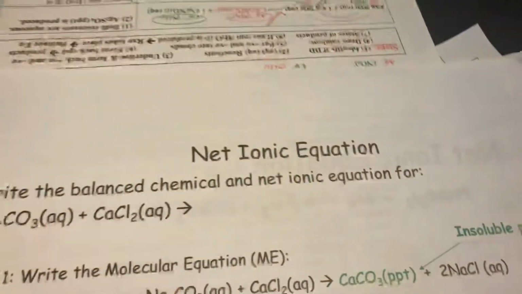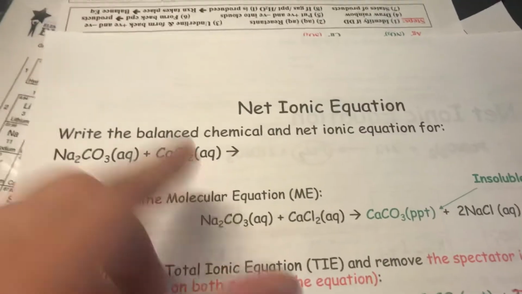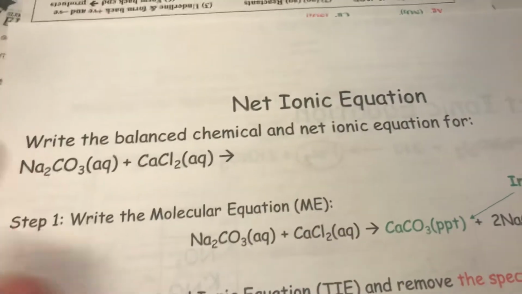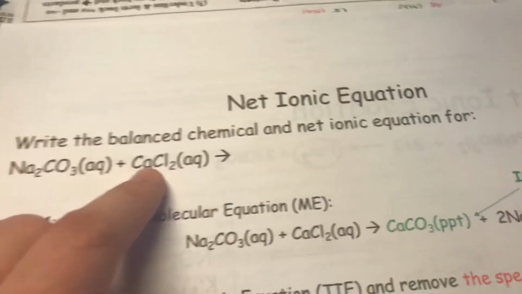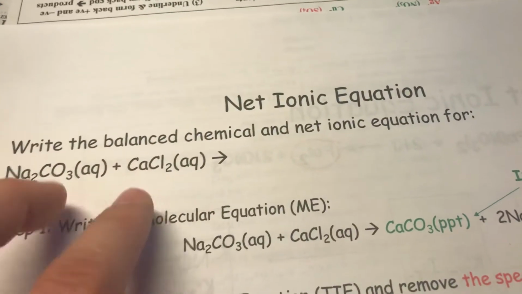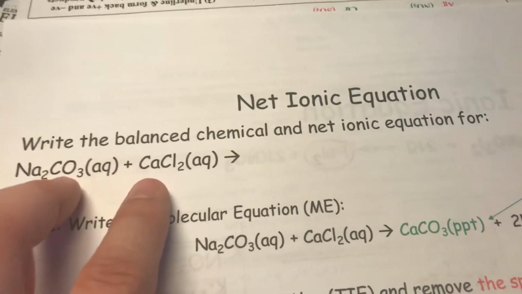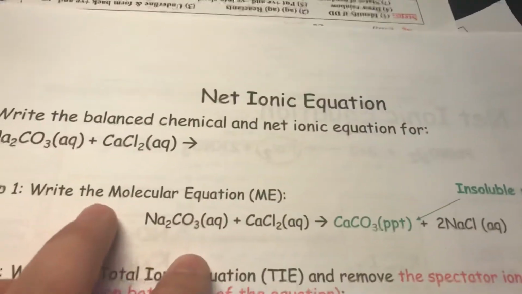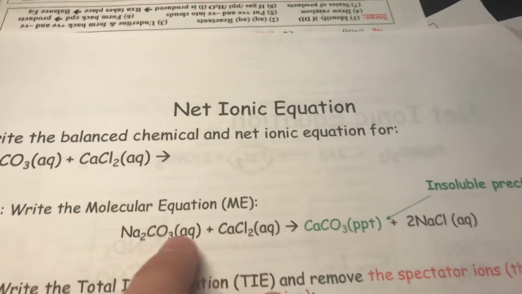So the steps for how to do the net ionic equation: first, I will give you an equation, for example, Na2CO3 and calcium chloride. If you check the solubility chart, they are both aqueous. So first, you want to write the so-called molecular equation.